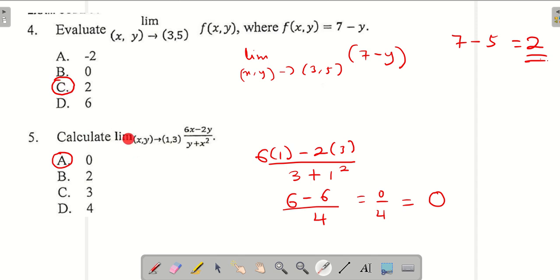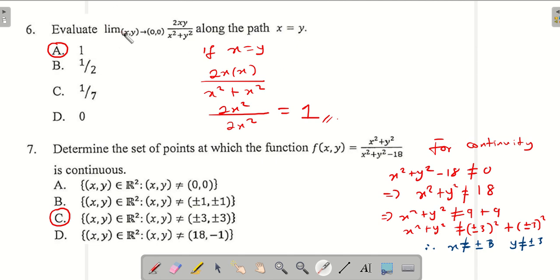Here we are to calculate the limit as x, y approaches 1, 3 of this function. Now, let's do direct substitution. So wherever we see x, we put 1 there. Wherever we see y, we put 3 there. So we'll just do the substitution here, and we will get 0 over 4, which is 0. So the answer is 0.